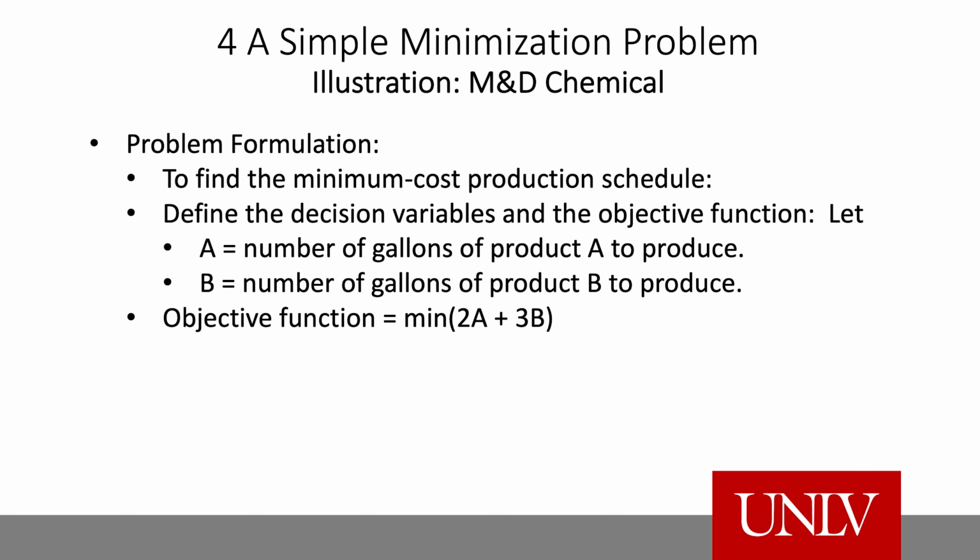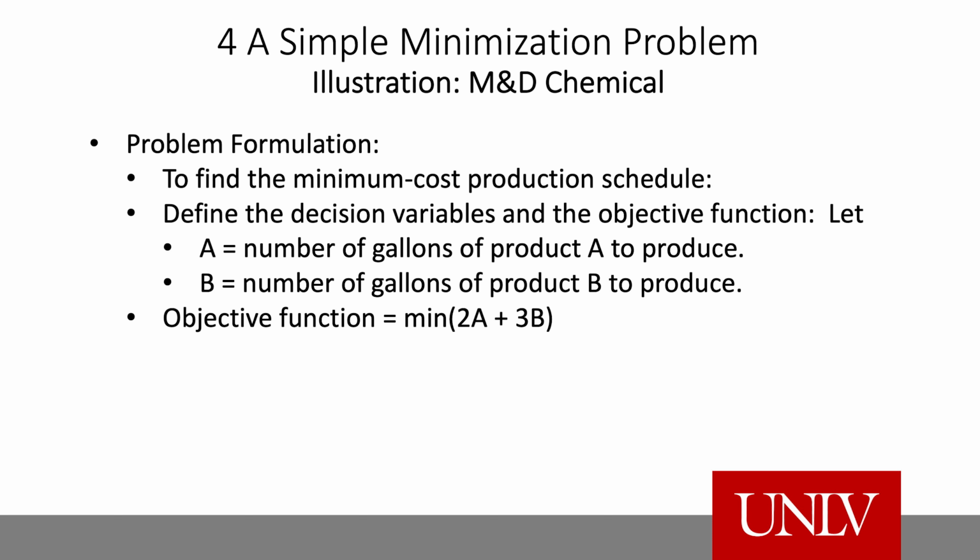So we're going to have A represent the number of product A to be produced and B represent the number of gallons of product B to be produced. Given that the production cost is $2 for A and $3 for B, the objective is to minimize the total production cost. As a result, the cost is $2 multiplied by A, the quantity of product A, plus $3 multiplied by B, the quantity of B. So the objective function would be to minimize 2A plus 3B.